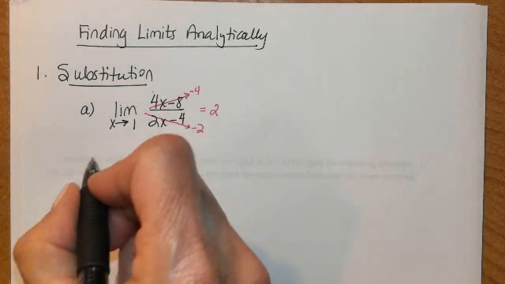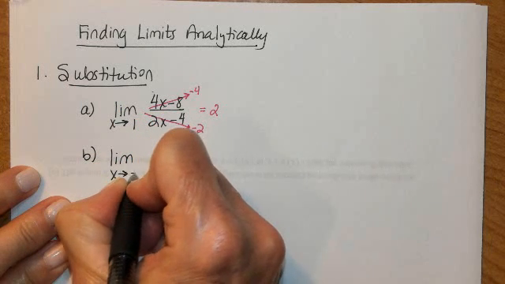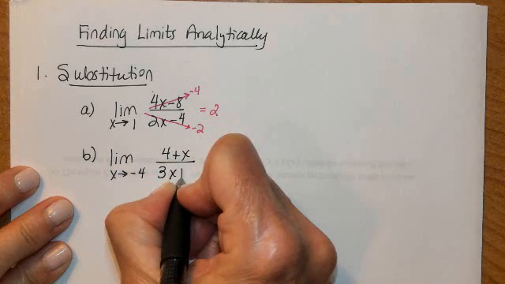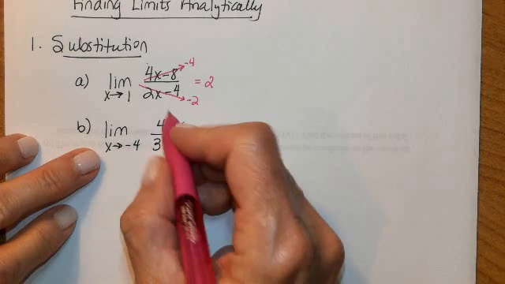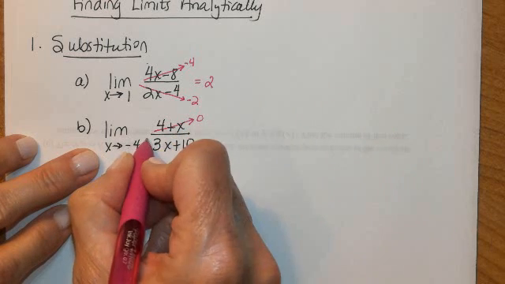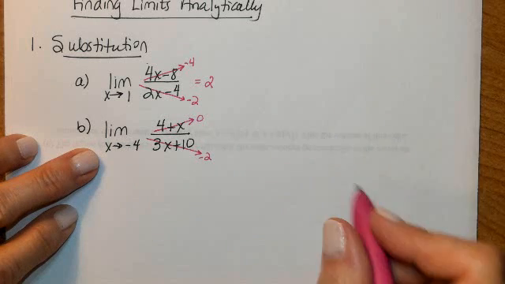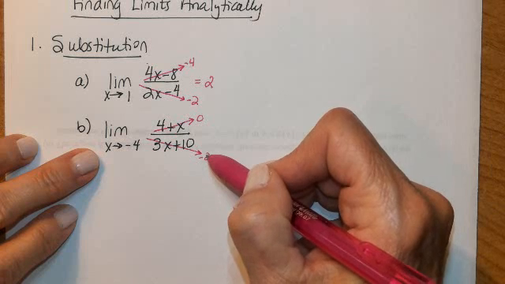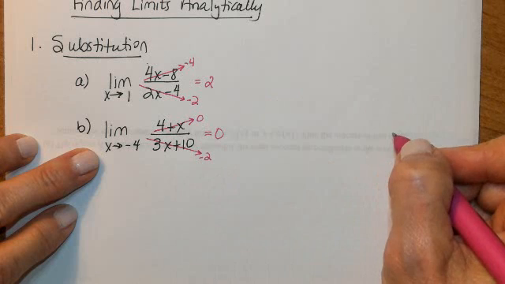Okay, let's look at another. Well, let's come over here, B. Let's say the limit as x approaches -4 of (4 plus x) over (3x plus 10). All right. So in the numerator, what is the numerator going to? Well, the numerator is going to 0. The denominator is going to -2. Can you divide 0 by -2? Yes, you can. 0 divided by -2 is just 0. Is 0 a number? Yes, it is. So this is just equal to 0. And we're done.